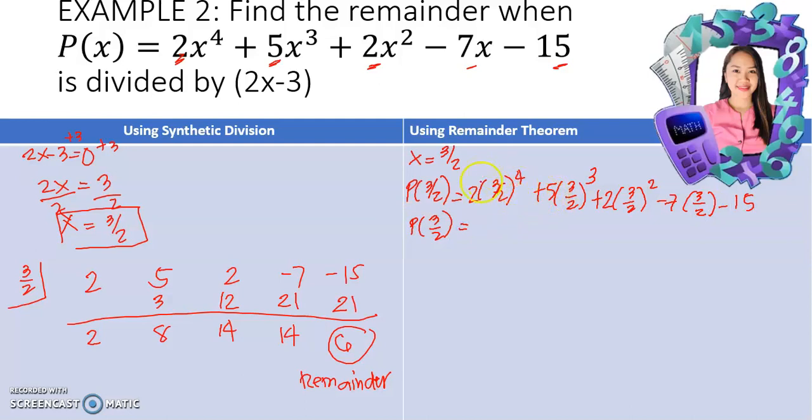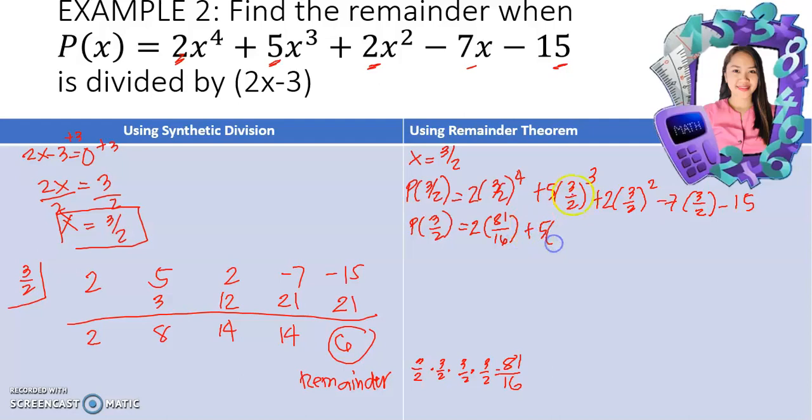So, kung walang calculator, unahin muna yung may mga exponents. So, this will become, 3 halves raised to 4. So, that is 3 halves times 3 halves times 3 halves times 3 halves. When you are multiplying fraction, you just have to multiply the numerator. So that's 3 times 3 times 3 times 3. That is 81. 2 times 2 times 2 times 2. That is equal to 16. So this will become 2 times 81 over 16.